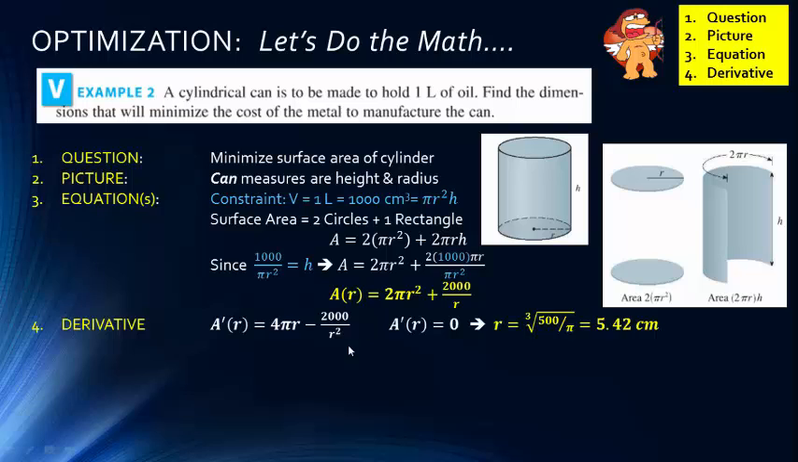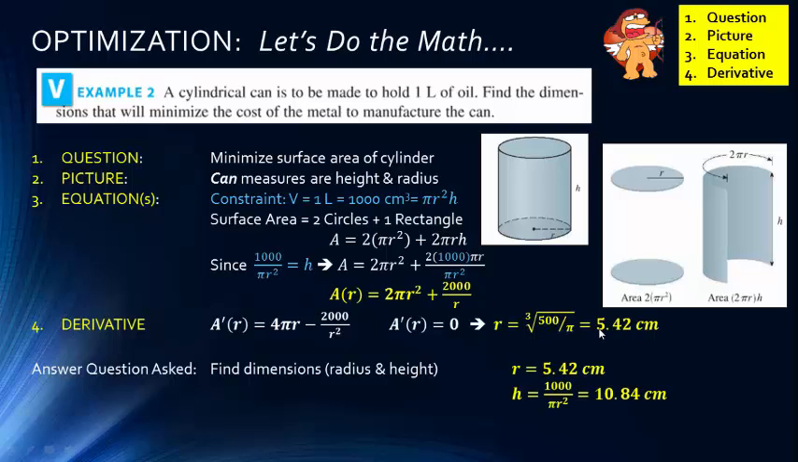centimeters. I could have showed this, but this is all algebra at this point. Set this equal to 0 and solve for r. You should be able to do that. Again, add 2,000 over r squared to both sides, and then you'll have 4 pi r equals this fraction. Cross multiply, and it should be simple to solve. Again, we have to go back and find h, but since we know that h is 1,000 over pi r squared, and we have r, this is quite simple to do. So these are the measures of our can that will minimize the cost of the metal.